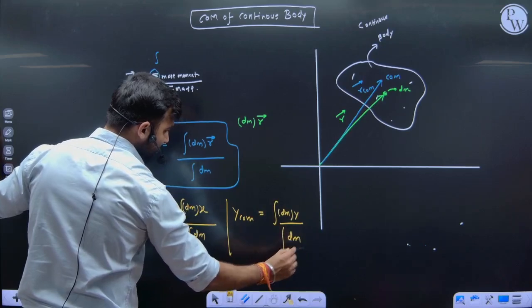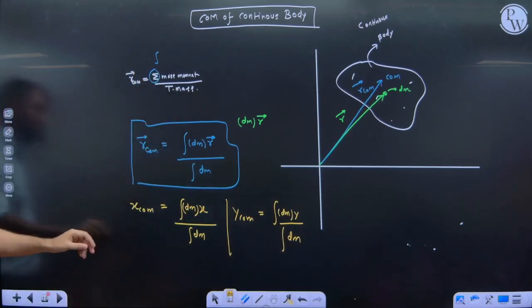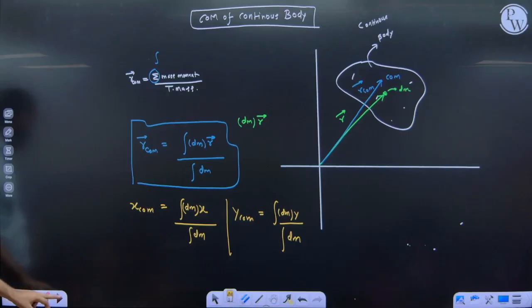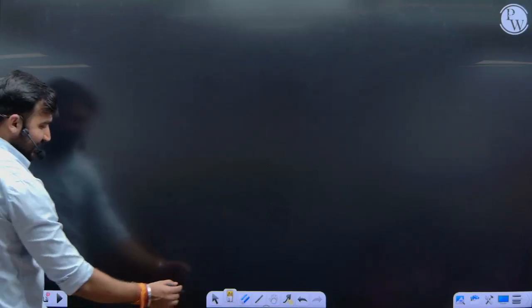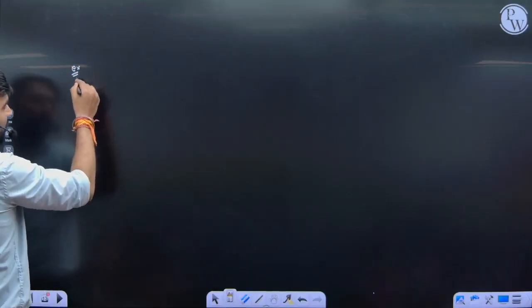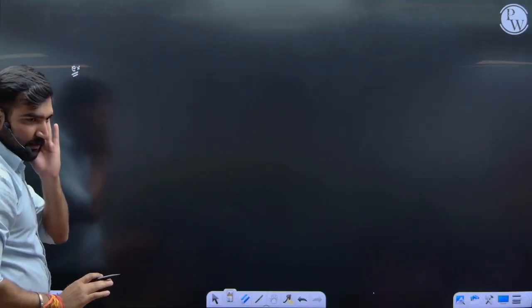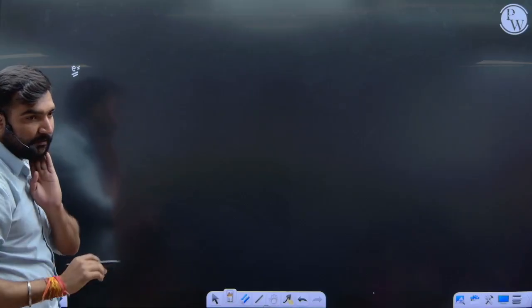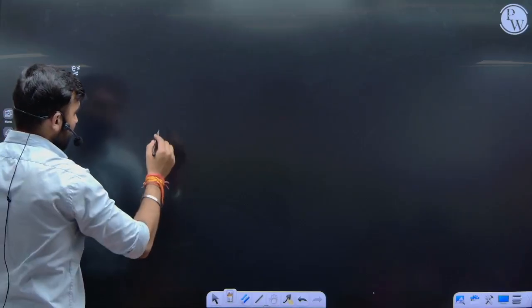Oh wait, don't write it down yet. I will give you time. You have written this? Not? Okay, then wait. Just one example I am giving you. Then after this, you have to remember all the things. Yes, in the book, you have to remember the center of mass of all the continuous bodies.